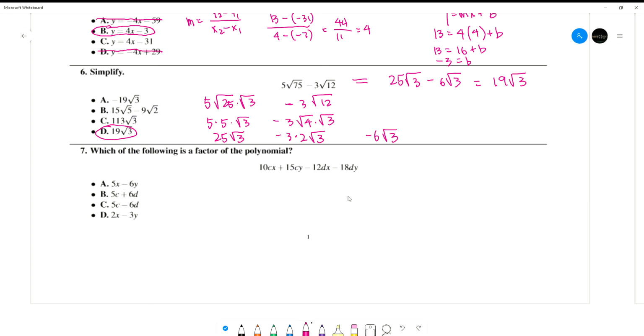Which of the following is a factor of the polynomial? So I see 4 terms here. This reminds me of a factor by grouping problem, right?